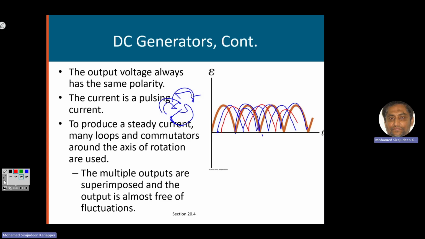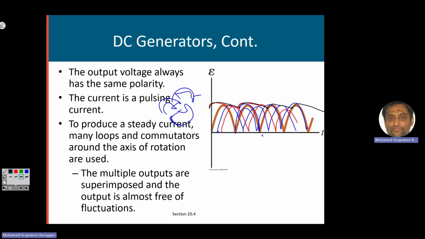So the end result will be, you will have almost a steady EMF, a constant value EMF. So that's how you design a DC generator.